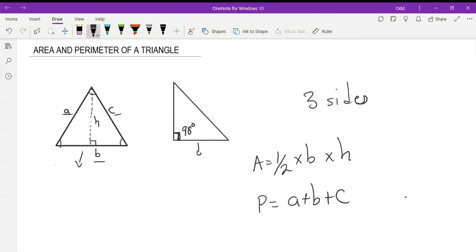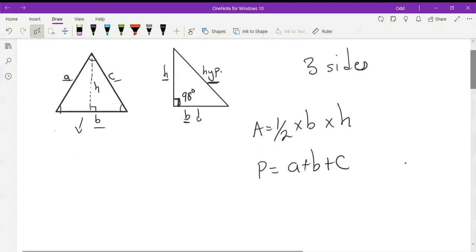Now for a right angle triangle, remember that we said the height and the base are perpendicular to each other. So for a right angle triangle, this is your height and this is your base. And you can see this is the hypotenuse, the longest side. So that's just the difference. The formulas are the same, but the way they look is different.